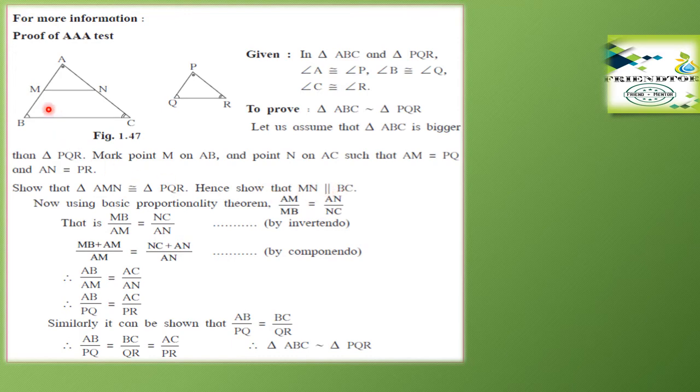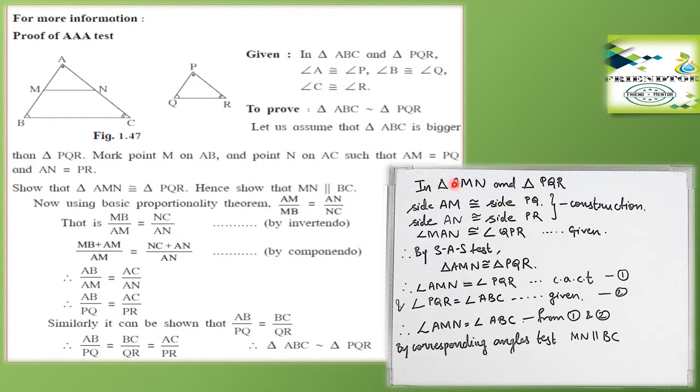To show MN is parallel to BC, we will be using the corresponding angles test. So this part you have to work out. Now let's see how it comes. If you want, you can pause the video and try to work it out yourself, and if you're not getting it, then refer or continue watching the video. Okay, so this is how we will prove it.